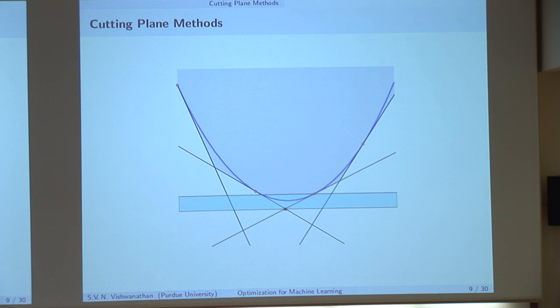See, what is the beauty of this whole thing? What is the piece of information that I used? Just one piece of information, which is that a convex function is universally lower bounded by a linear function. Okay? I did not use anything else at all.